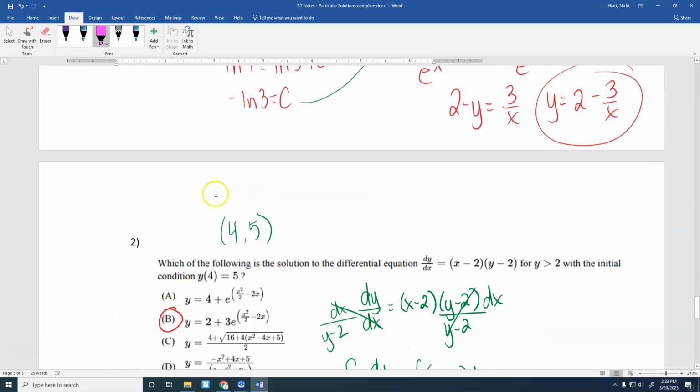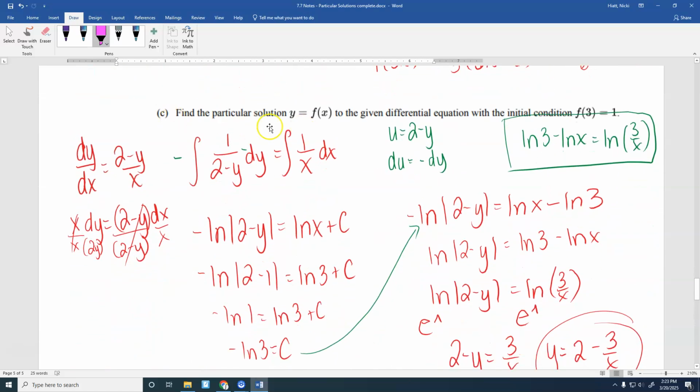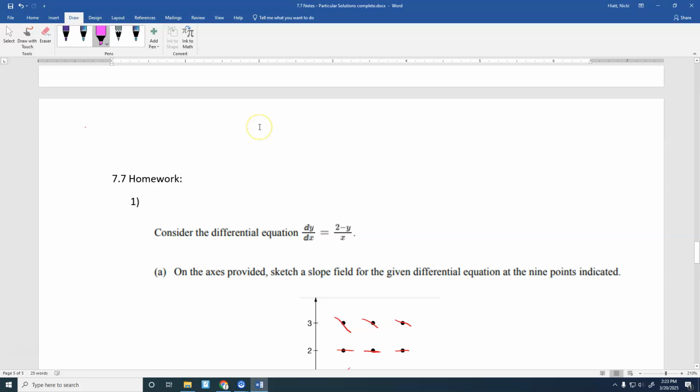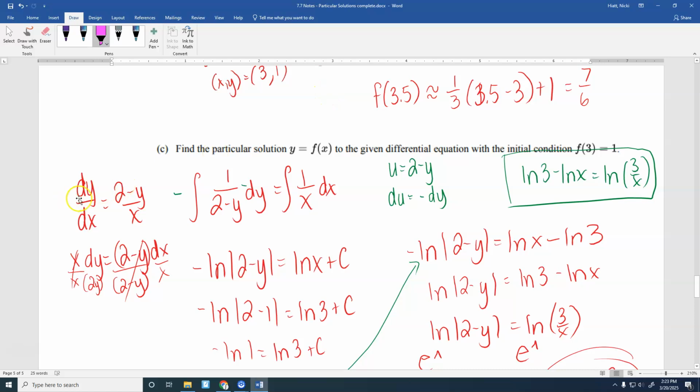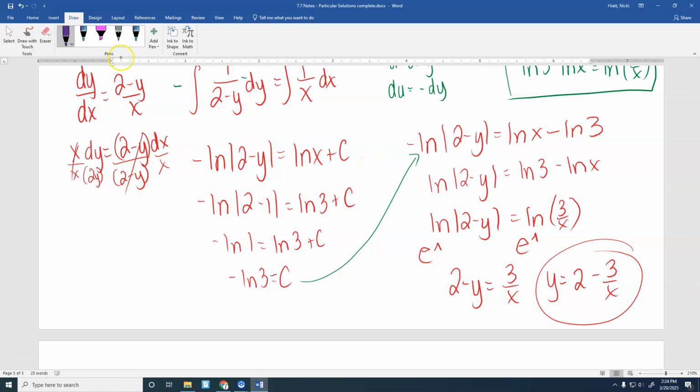All right, let's look at part C for this one here. We are supposed to find the particular solution, y equals f of x, to the given differential equation with the initial condition of 3, 1. So the function needs to be separated first. If we multiply by our dx, then we got this over here. I really just went crazy right there solving that and didn't show much work. But multiply by dx.